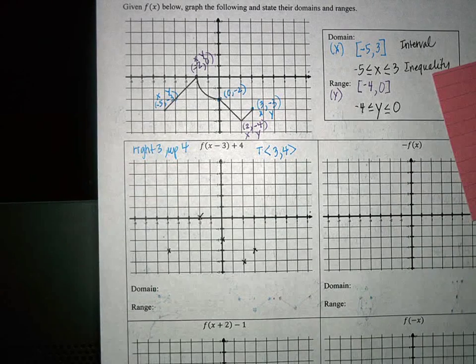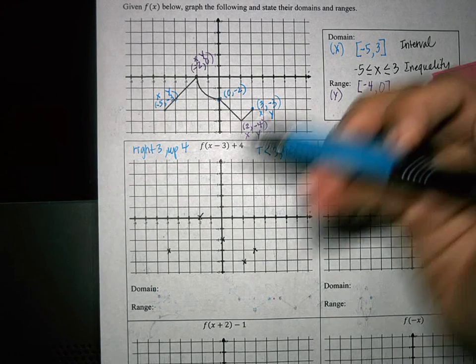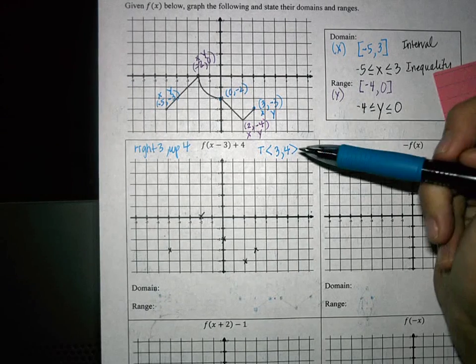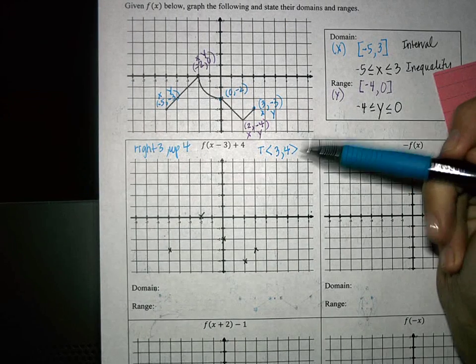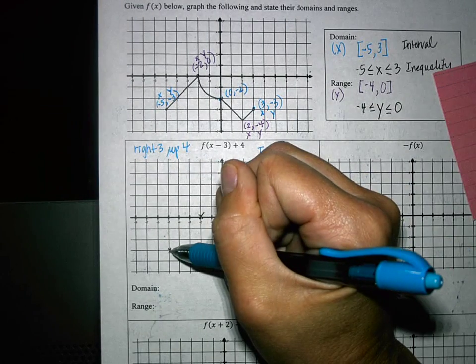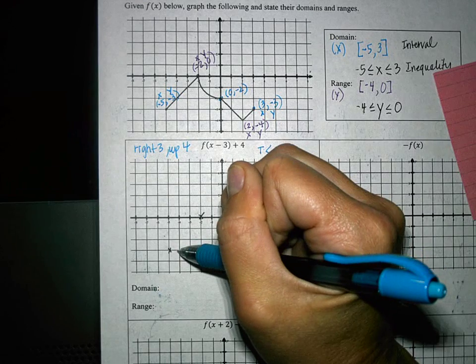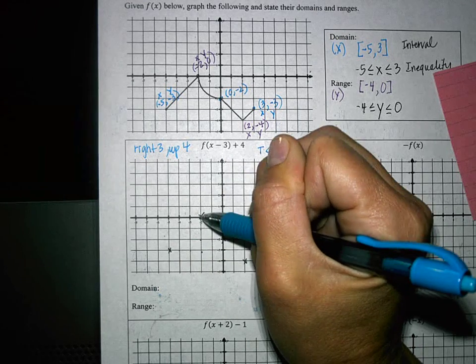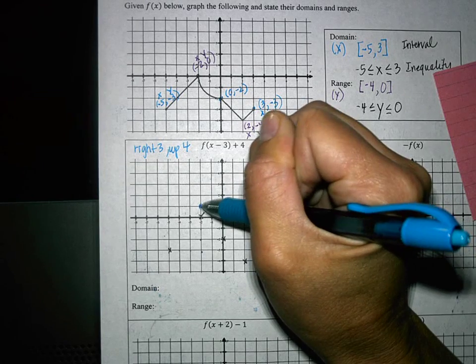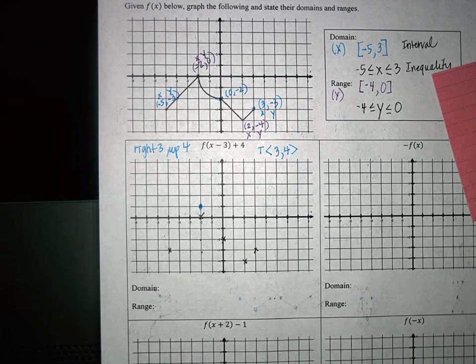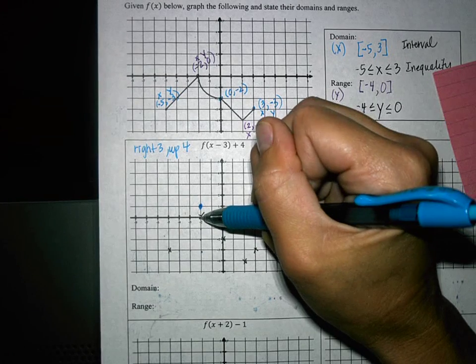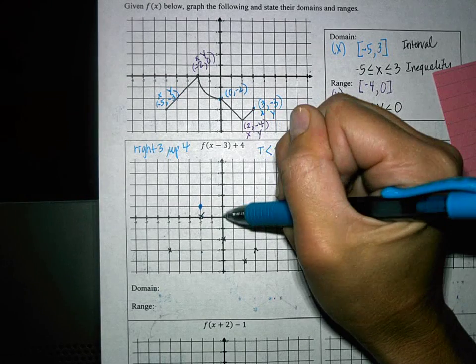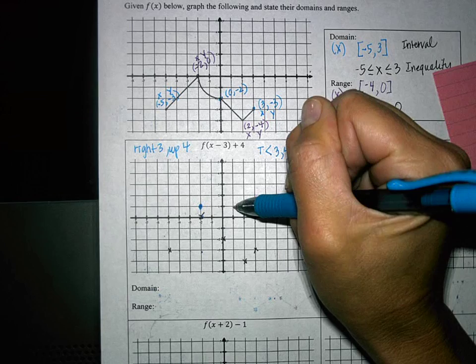And so now we're just going to translate. Each of these x's, I'm going to move them where? Right 3, up 4. So starting at the far left, I'm going to go right 1, 2, 3, up 1, 2, 3, 4. And make my point, because that's going to be my actual graph. Then I'm going to go to the second one. And I'm going to go right 1, 2, 3, up 1, 2, 3, 4.